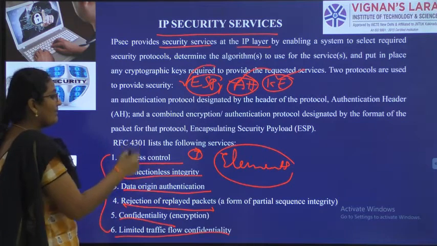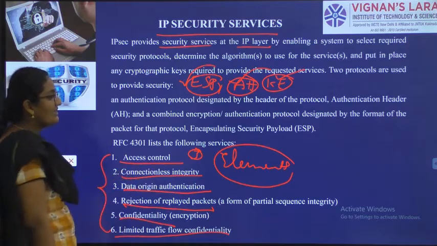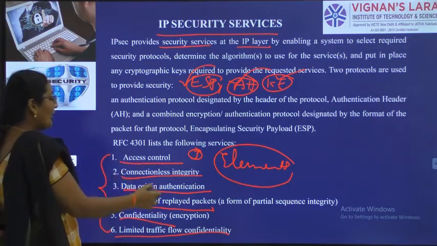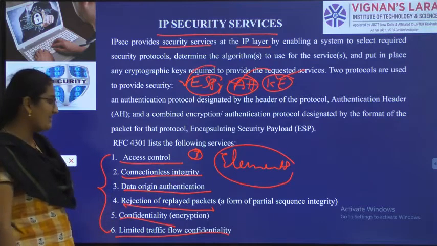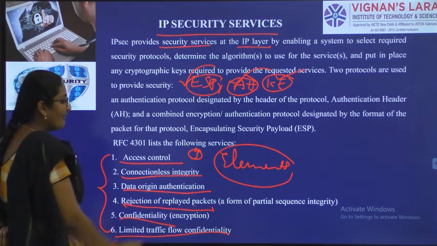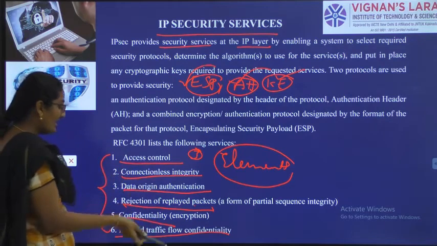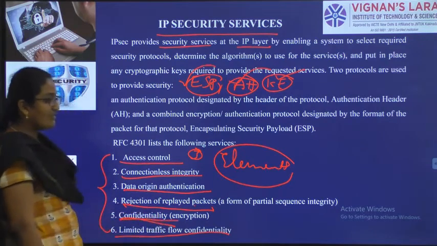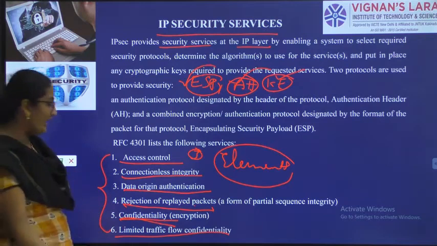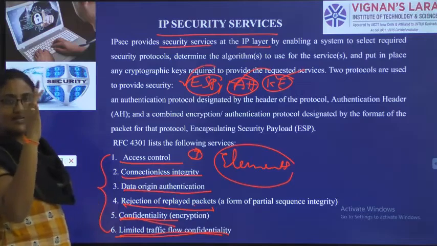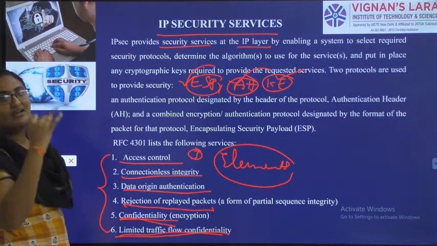Access control is nothing but giving permissions. Connectionless integrity is nothing but making sure content is not changed. Data origin authentication is nothing but verifying the sender. Rejection of replayed packets is nothing but eliminating duplications, reducing the redundancy. Confidentiality is nothing but ensuring every bit of data is protected. Limited traffic flow confidentiality is nothing but maintaining no overflow and underflow at the receiver.